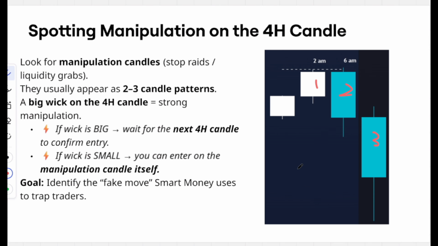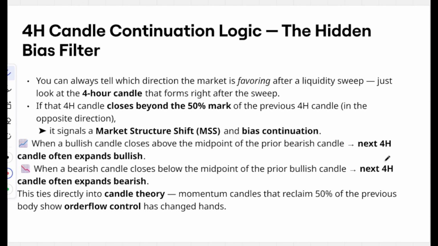If it's vice versa, if it's going bullish, then we'll have the 1st candle being bearish, the 2nd candle will be a liquidity sweep going higher and a bullish candle, and the 3rd candle will be a continuation of the 2nd candle direction. This is some of the 4-hour candle continuation logic. You can backtest this if you want, but I would say more than 80% of the time the candles will behave like this because it's just candle theory behavior. And it makes sense, right?